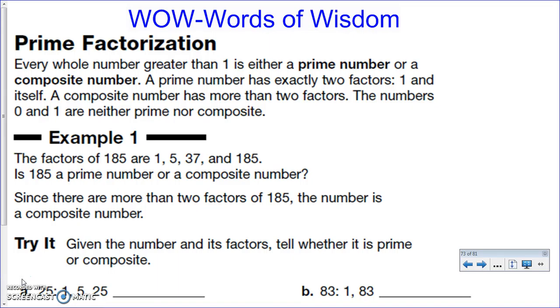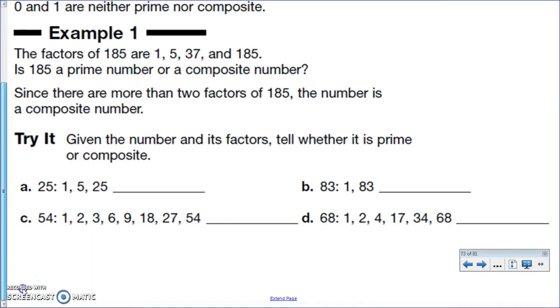Example 1. The factors of 185 are 1, 5, 37, and 185. Is 185 a prime or composite number? Since there are more than two factors of 185, the number is a composite number. Try it. Given the number and its factors, tell whether it is prime or composite.